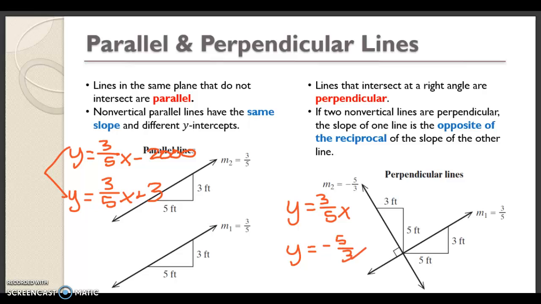For this one, y equals 3/5 x and y equals -5/3 x. These two equations would be perpendicular. Okay, we can do -10, we can do plus 10,000. Okay, they're still going to intersect and be perpendicular because they have the opposite reciprocal slopes.